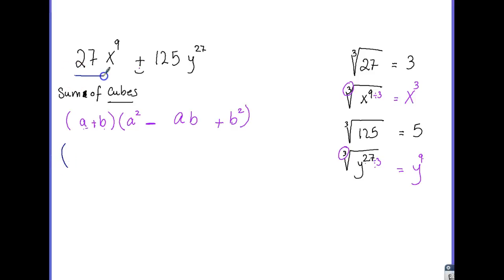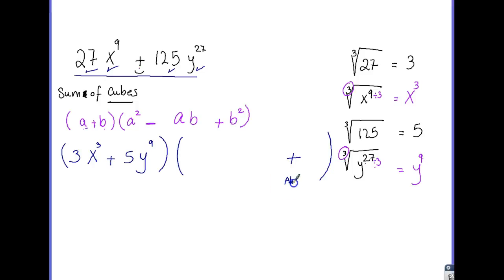You write down the cubic roots of the terms with the same sign. The cubic root of 27 was 3. The cubic root of x to the 9th was x cubed, plus the cubic root of 125 was 5. The cubic root of y to the 27th was y to the 9th. That's my first parenthesis. Then, your second parenthesis: put the plus, always a plus, no matter what. This sign is the opposite of the original sign. So if that was a plus, this one is a minus.